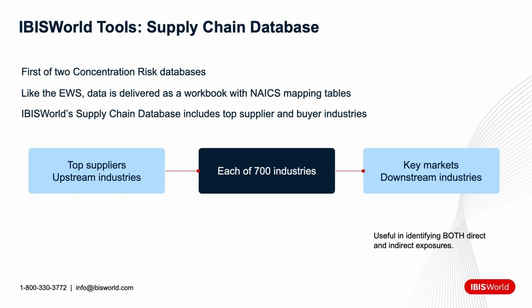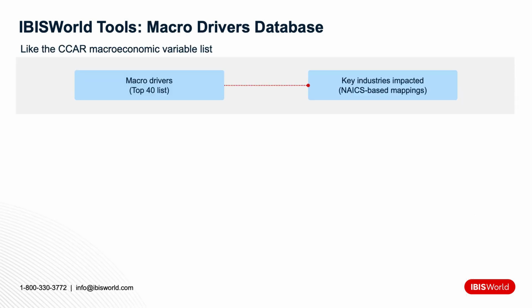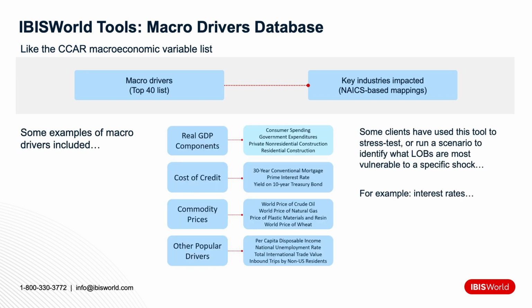As you'll soon see, this data and its structure are useful in identifying both a bank's direct and indirect loan exposures. Another popular IBISWorld tool is our Macro Drivers Workbook that contains data not unlike the Fed's CCAR macroeconomic variable list. It includes the top 40 macroeconomic drivers and identifies which NAICS industries are most impacted by the driver in question. Here's a sampling of the kind of driver data available in the tool.